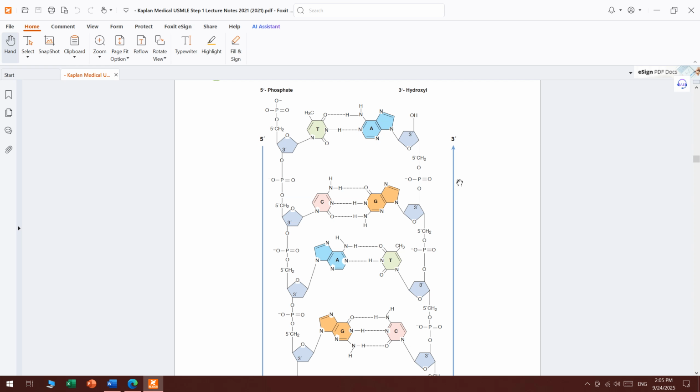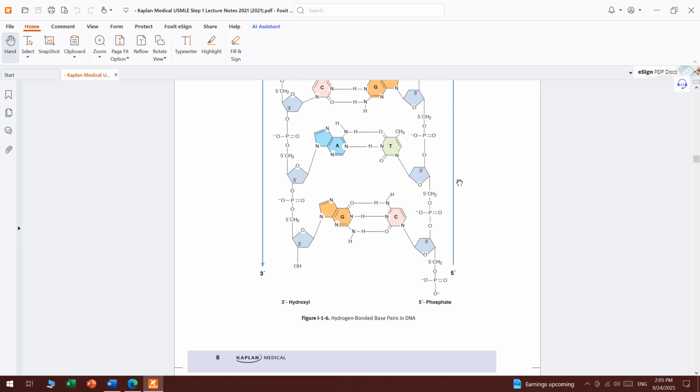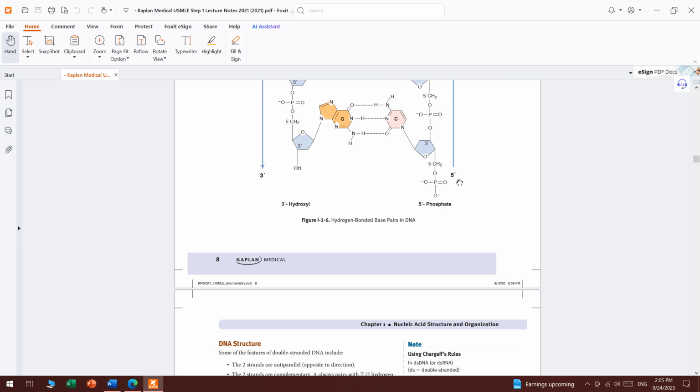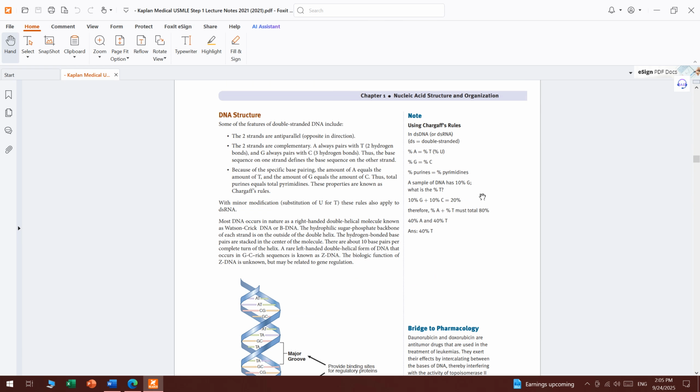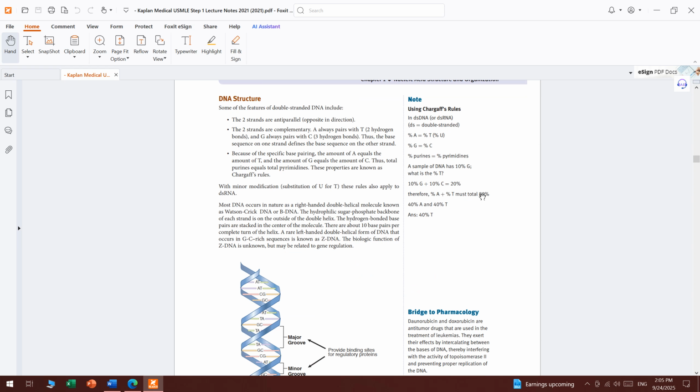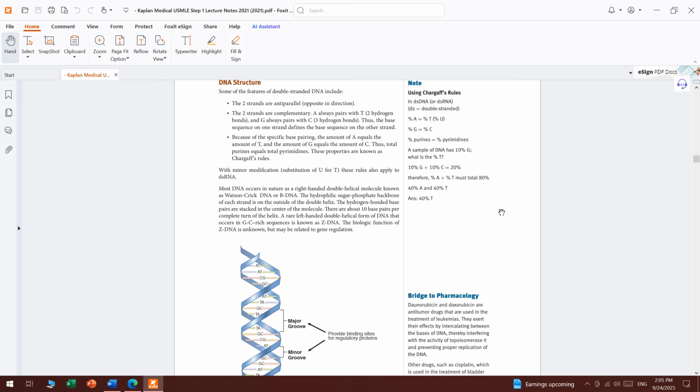DNA structure. Double-stranded DNA exhibits several key structural features that are critical for its biological function and stability. Antiparallel strands. The two polynucleotide strands that make up the double helix run in opposite directions. One strand is oriented 5'3', while its complementary partner runs 3'5'. This antiparallel arrangement is essential for DNA replication and transcription.